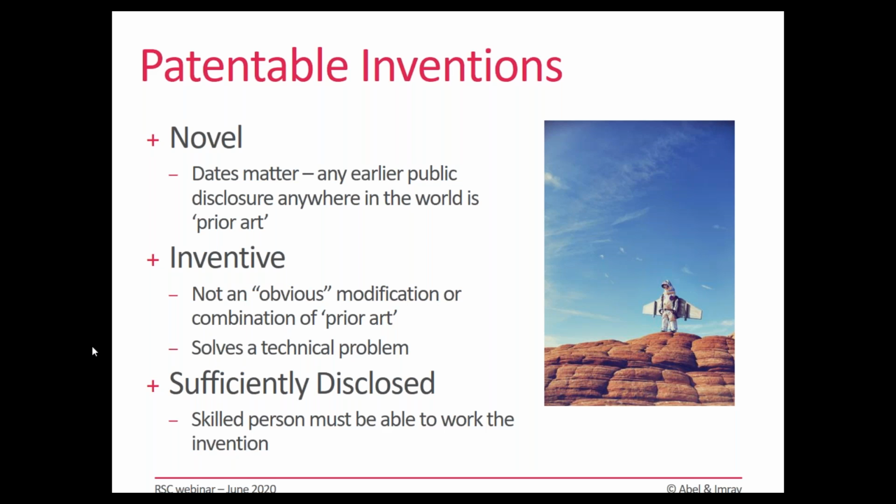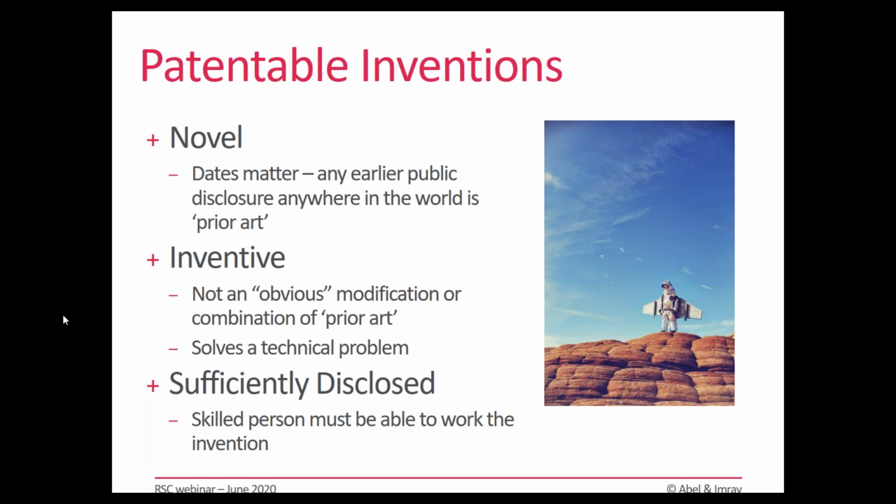And finally, we have sufficient disclosure. This is when the skilled person, so that's someone who works in a similar area to that of your invention, must be able to work the invention based on what you've disclosed in your patent application. So when you draft a patent application, it's really important to provide enough evidence in support of the invention. So we like to put in lots of examples and plenty of experimental data to make sure that we are meeting this requirement for sufficient disclosure.